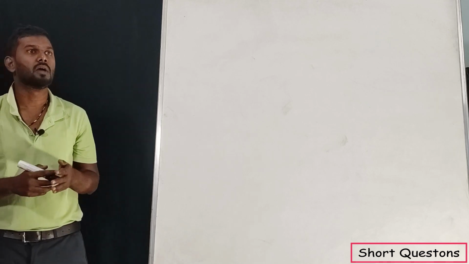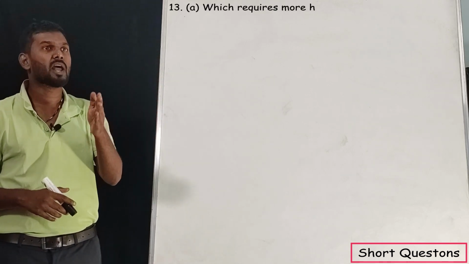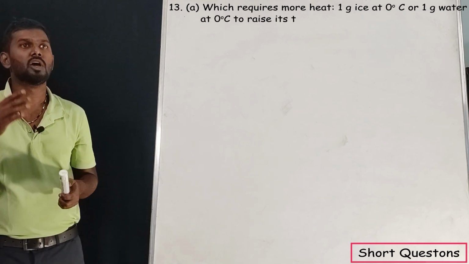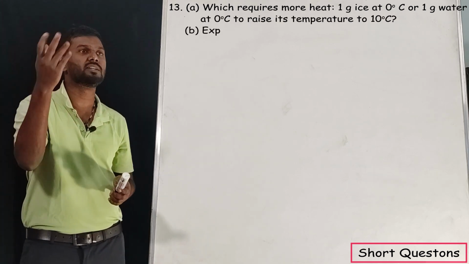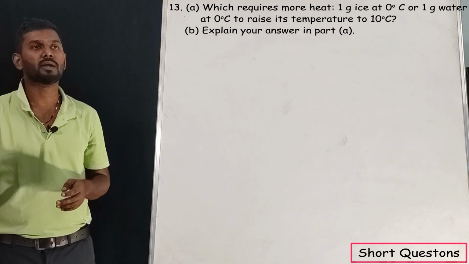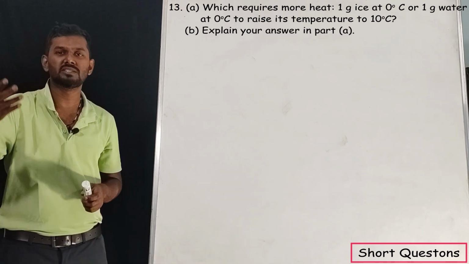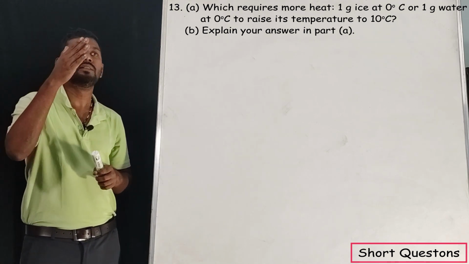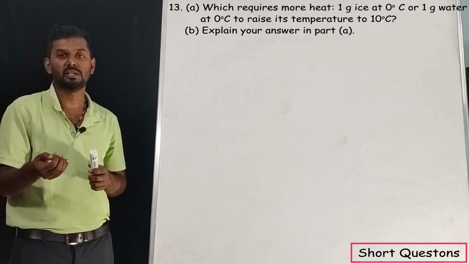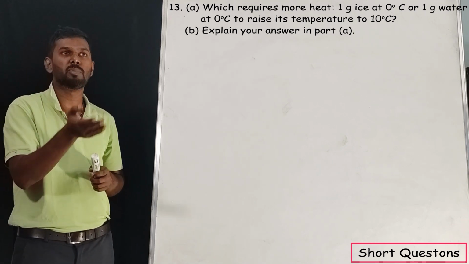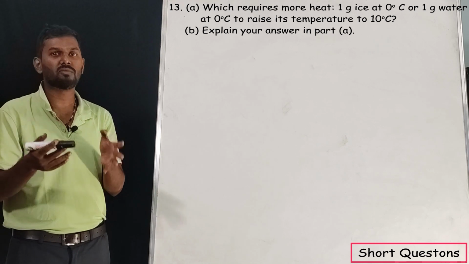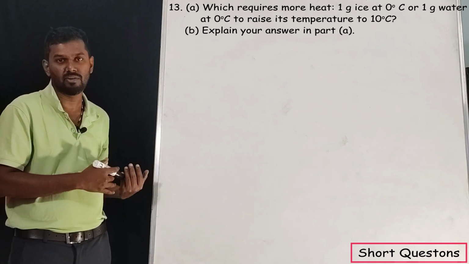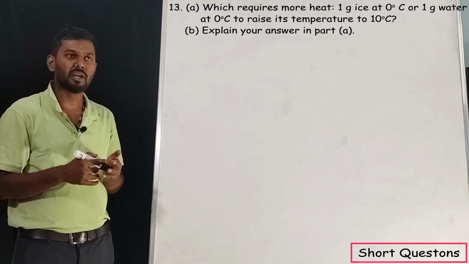That's it. Our next question: which requires more heat, 1 gram of ice at 0 degree Celsius or 1 gram of water at 0 degree Celsius, to raise its temperature to 10 degree Celsius? Explain your answer in part A. Okay, listen, whether it is 10 degree Celsius or 20 degree Celsius, any temperature, the ice requires more energy, because in the previous question we learnt that 1 gram of water will have more heat energy. Water already has heat energy, but ice doesn't have heat energy, so it requires a lot of heat energy.